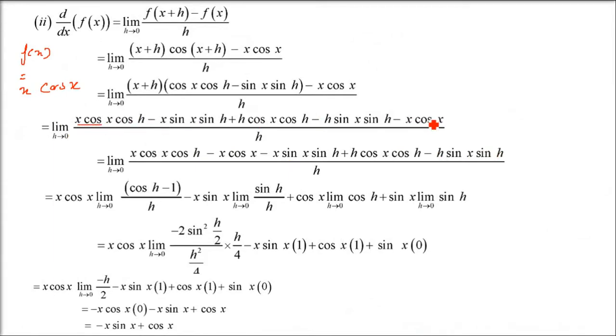So the first term is x cos x and the last term. So you have to take x cos x from the first and last term. So cos h minus 1 will come, and you know what we did? This whole term will be 0 eventually. Now the second term is minus x sin x sin h divided by h.